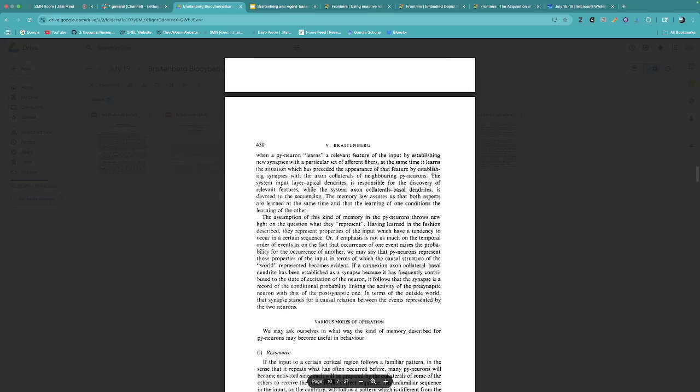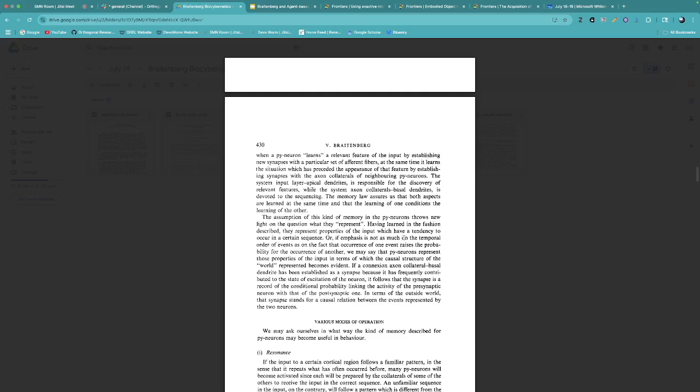And so the assumption of this kind of memory in the pi neurons throws new light on the question of what they represent. "Having learned in the fashion described, they represent properties of the input which have a tendency to occur in a certain sequence." So he's thinking about sequential learning or sequential information.